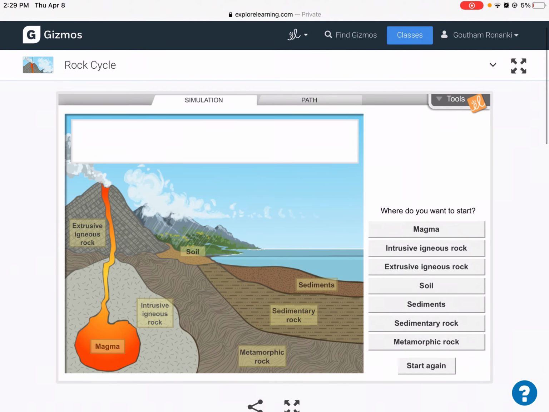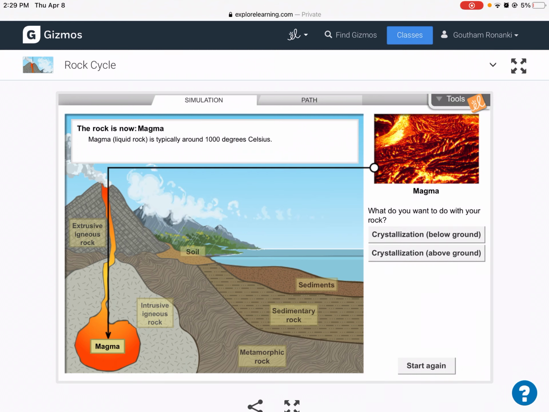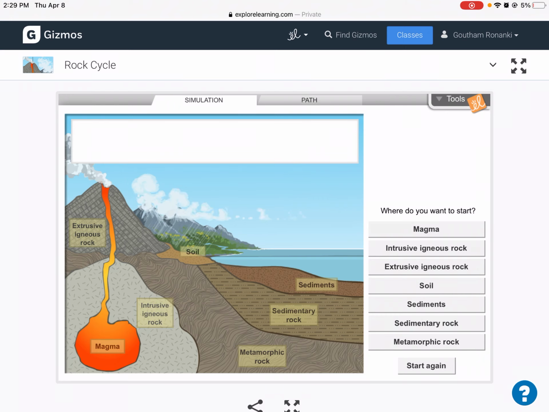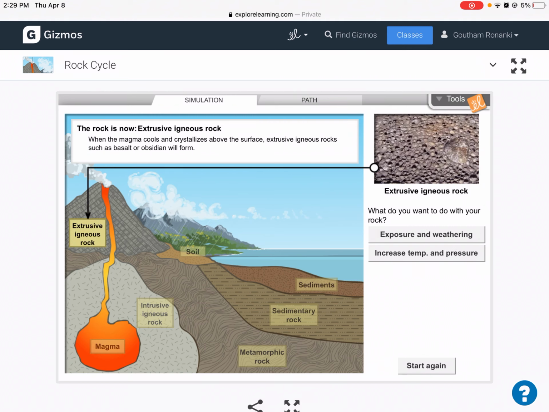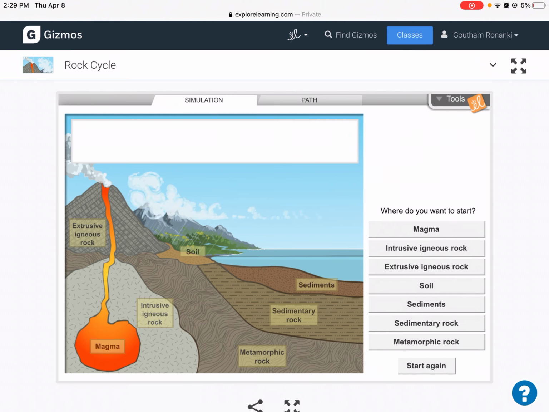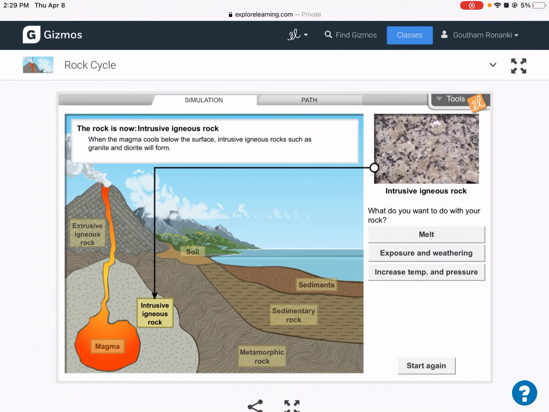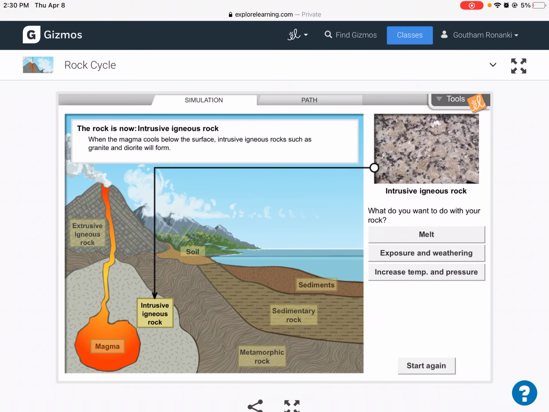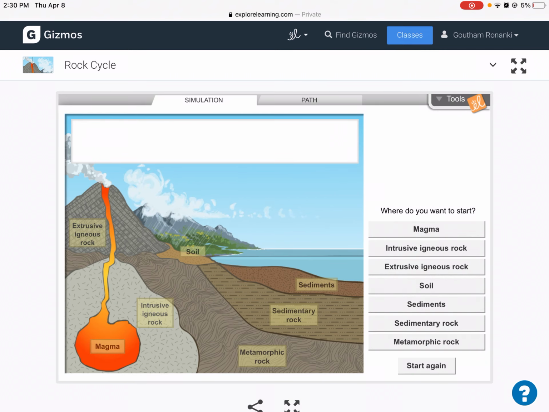First, let's start at magma. This is magma, it's liquid rock. If it crystallizes below ground, it turns into intrusive igneous rock, and if it cools above the ground, it's extrusive igneous rock. Now let's go to intrusive igneous rocks. If you expose them to weathering, they'll turn into soil. If you expose them to increased temperature, they turn into metamorphic rock. And if you melt them, they go back to magma.